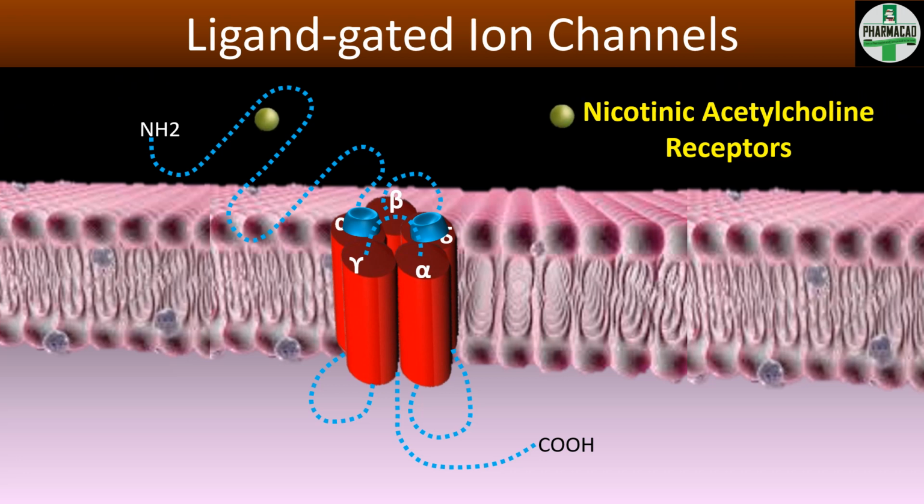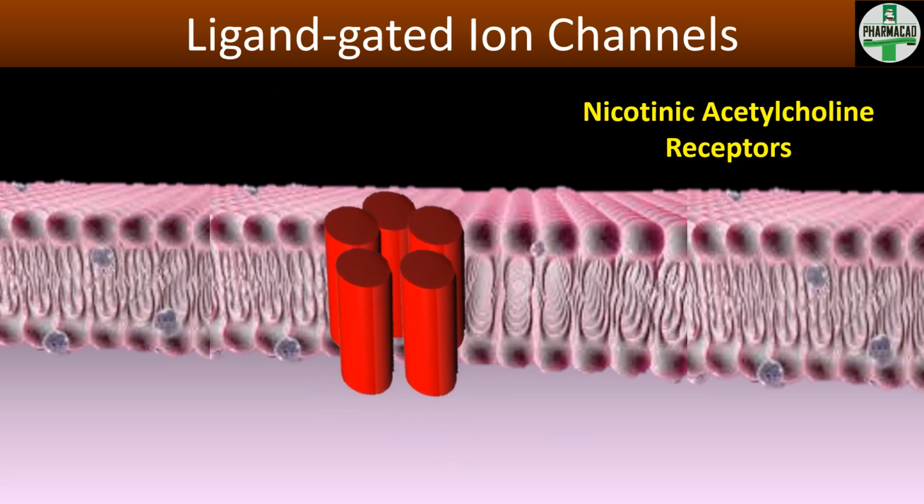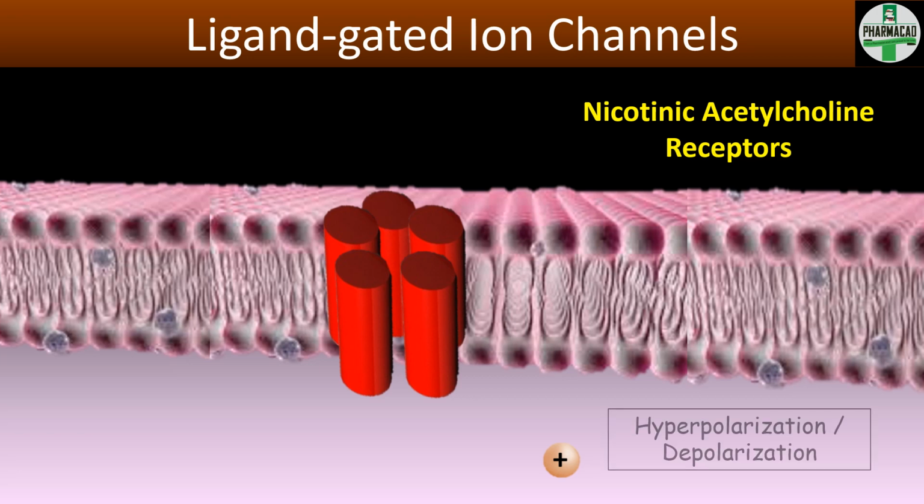When two ACH molecules bind to these ligand binding sites, the receptor gets activated. Please note, binding of one ACH molecule will not open the channel. Binding of two ACH molecule is mandatory. So after the receptor gets activated, the subunits move apart from each other, and this allows entry of ions inside the cell. Entry of ion causes different intracellular effects such as hyperpolarization or depolarization. So this is how ligand-gated ion channels work.